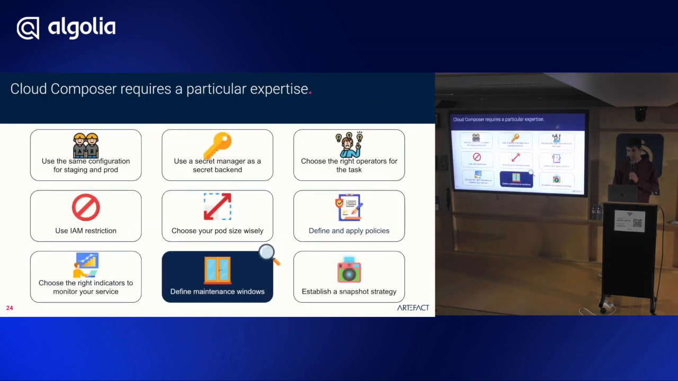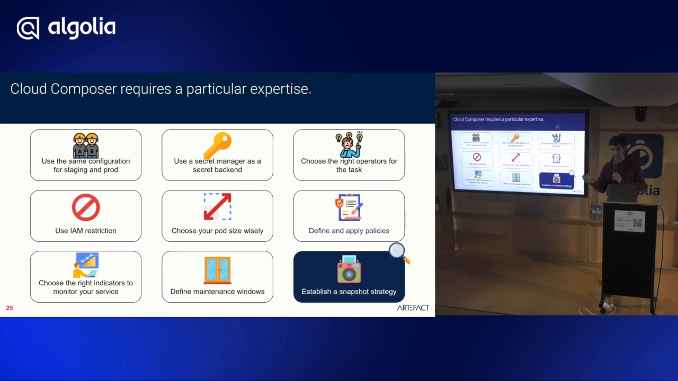The last 2 ones are about operations. Again, define maintenance windows. You can define this programmatically in Cloud Composer. And this is very useful because in Cloud Composer, it's very hard to upgrade, for example, without downtime. So there is a strategy that is maybe the blue-green deployment that was showed earlier tonight. But this is very hard to do, and so we chose to define maintenance windows to install new packages or do upgrades. And the last one is about snapshot strategies in order to restore the service in case of incident.